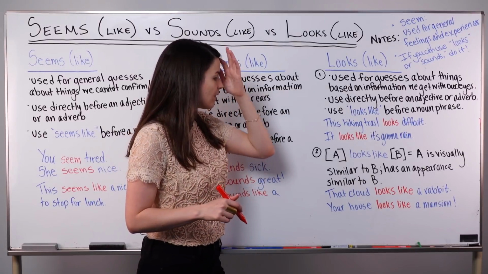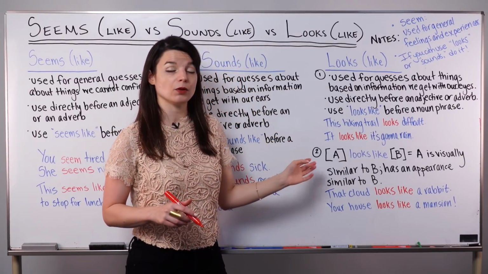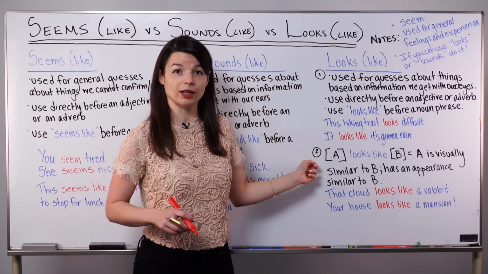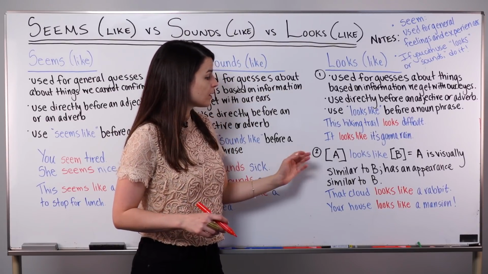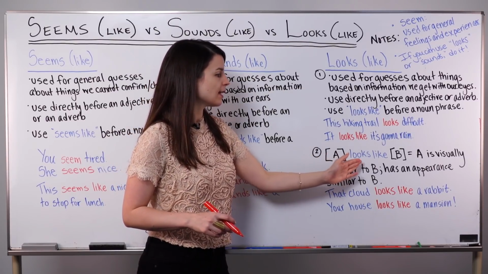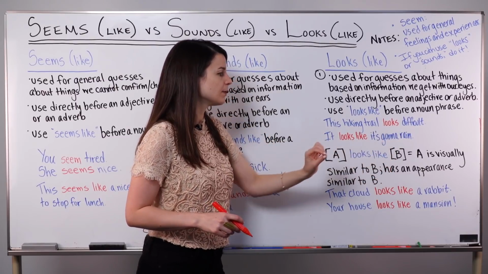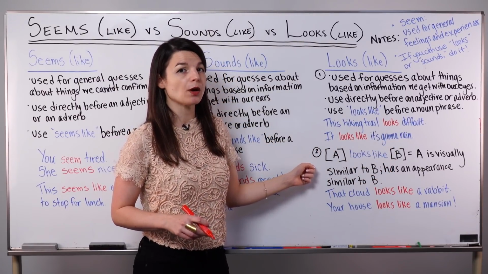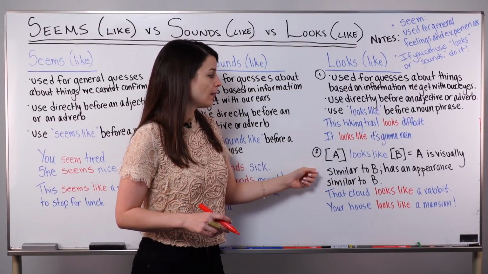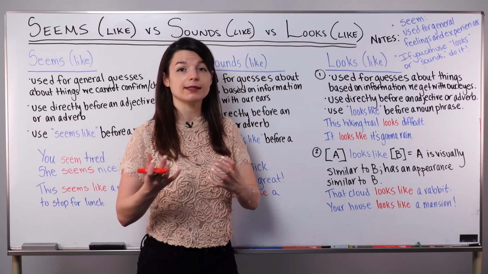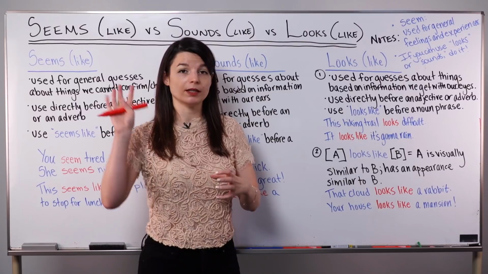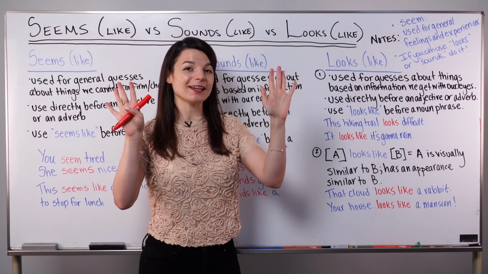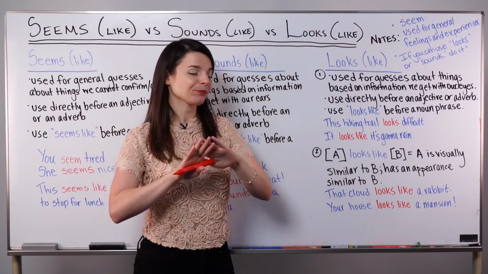But as I mentioned, there are actually two different ways of using looks like. And this second one you need to be careful of. The pattern that we use here is A looks like B. This means A is visually similar to B, or A has an appearance similar to B. So these two things share an appearance. A looks like B. They look the same.